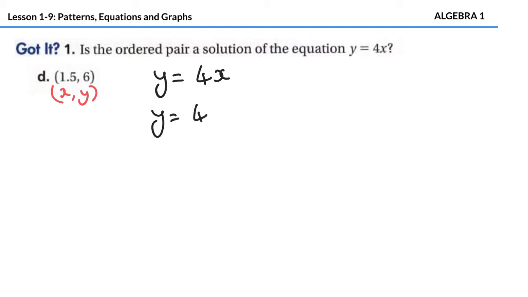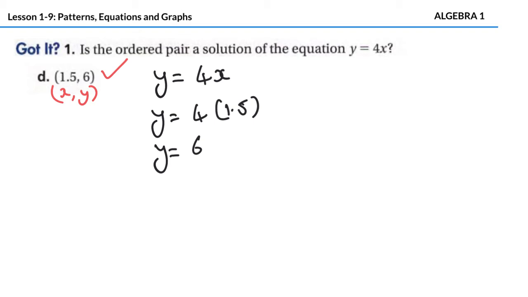y equal to 4 times... what's the value of x? 1.5. And y equal to 4 times 1.5 is 6.0, which is 6. So now, is the value that we got the same as the value given in the ordered pair? Yes. So is it a solution of the equation? Yes. This ordered pair is a solution of the equation.